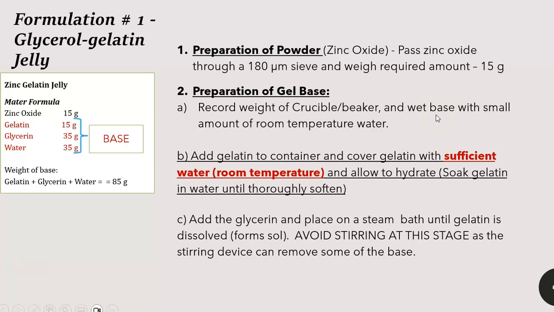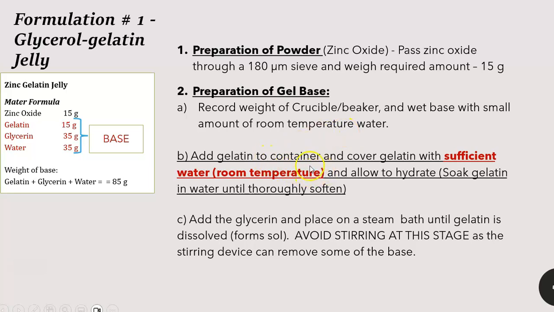Wet the base of the beaker with a small amount of room temperature water. This is important because you're now going to sprinkle the gelatin. So about a ml or two of water. You're going to add the gelatin to the base of the beaker and spread it out. There should be no heap or mountain, okay? No hill. So it should be flat, nicely spread across the surface of the beaker.